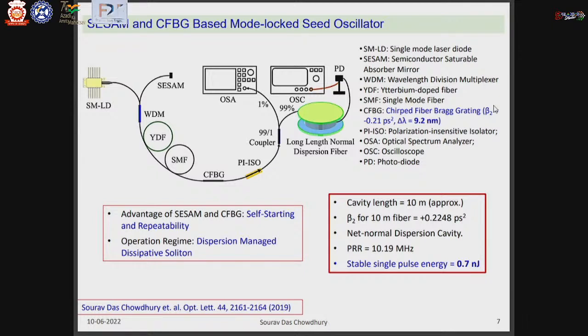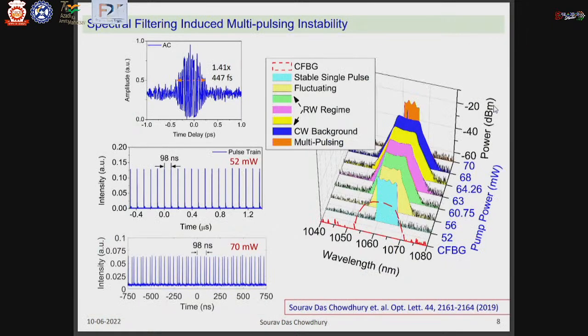Then there is the gain medium, which is ytterbium doped fiber, and this ytterbium doped fiber is fabricated in-house at CSIR. And there is a chirped fiber Bragg grating. So this makes the oscillator and gives a mode locked pulse train out of it. And this produces pulses in the sub-picosecond regime. And this is the pulse train.